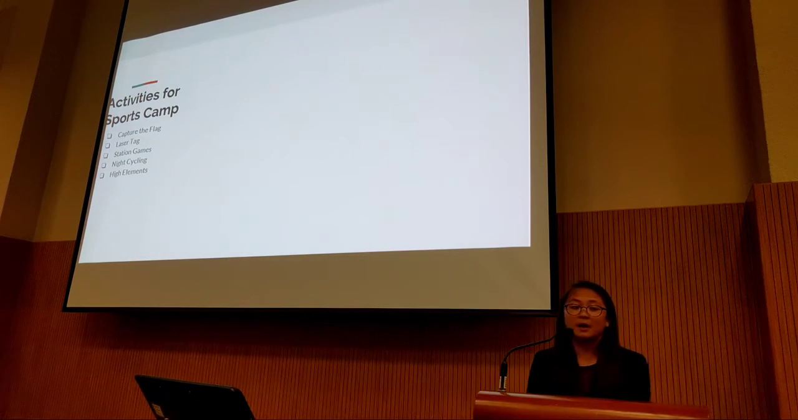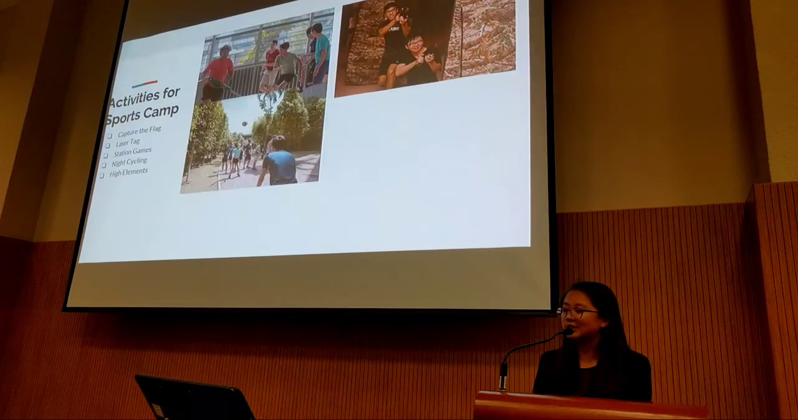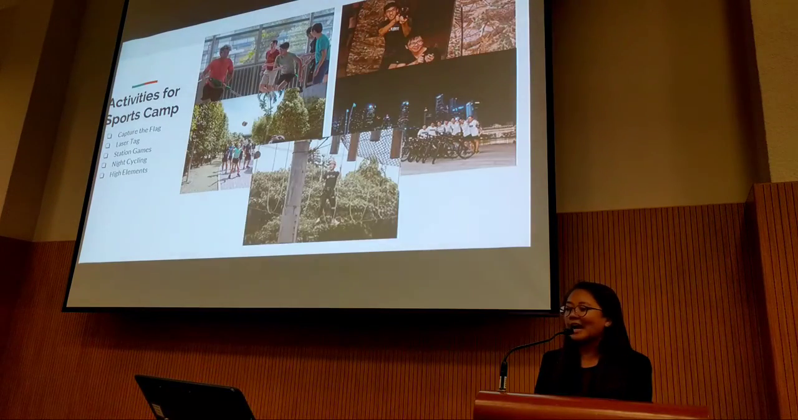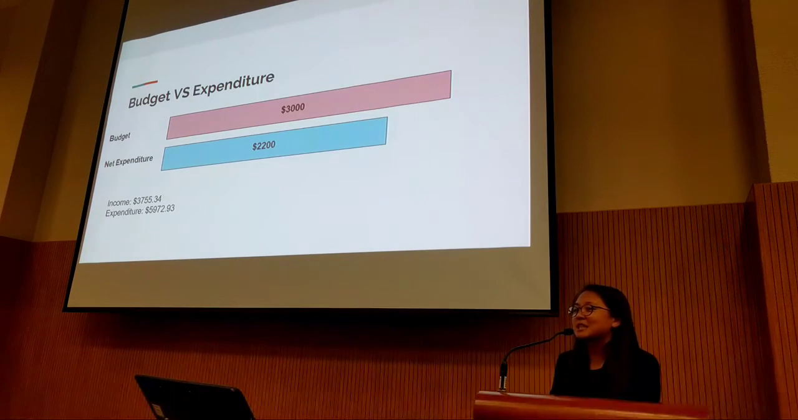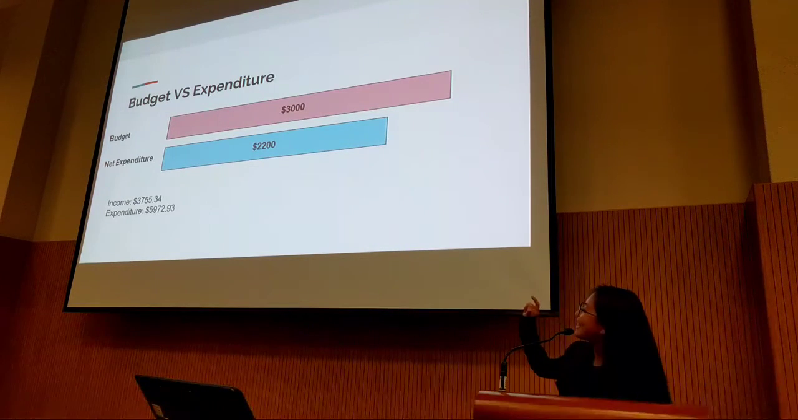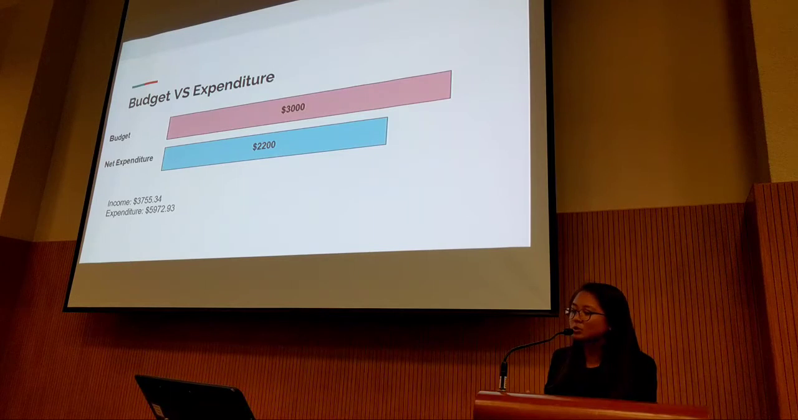So these are the activities we had for sports camp, which was quite different from last year. Firstly, we had capture the flag, and then we had laser tag, and station games, night cycling, and high elements. So this is the budget versus expenditure. So the budget we had was 3,000, and then the net expenditure was 2,200, and then so the income is $3,755.34, and then the expenditure was $5,972.93.